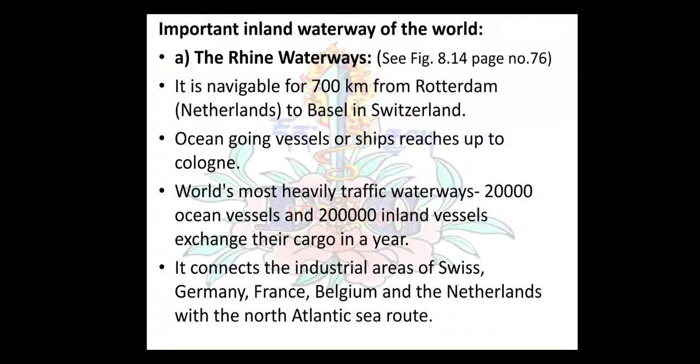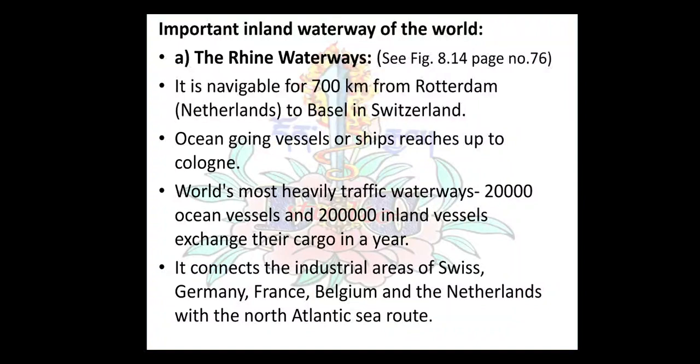It is navigable for 700 kilometers. Rhine is the name of a river in Europe, right? We can navigate how many kilometers? 700 kilometers. From where to where? From Rotterdam in Netherlands to Basel in Switzerland. These are the 2 end stations or ports of this particular inland waterway. Ocean going vessels or ships can reach up to Cologne only.